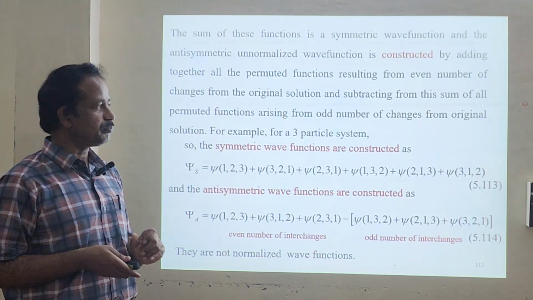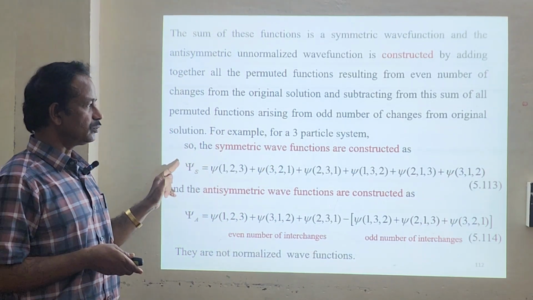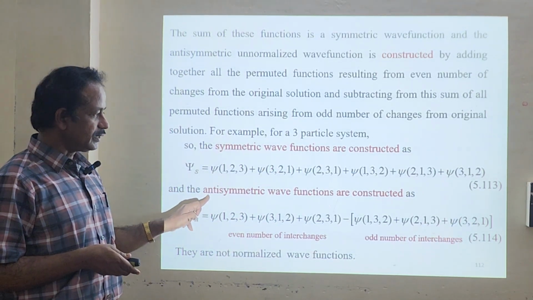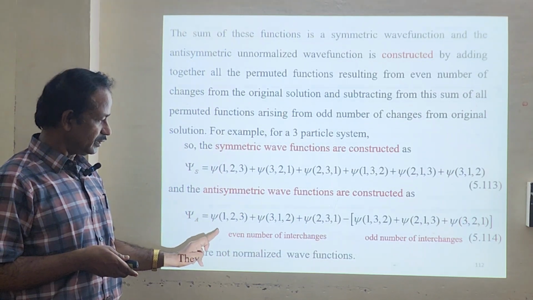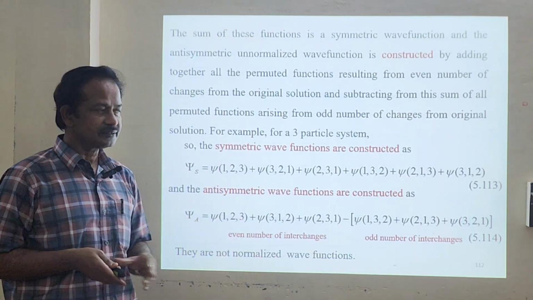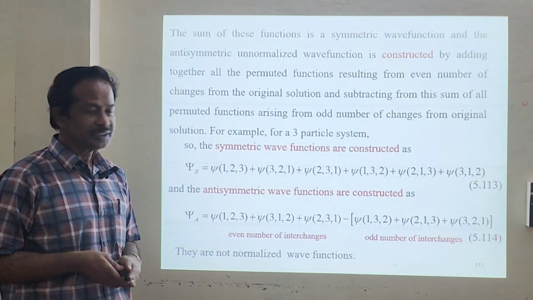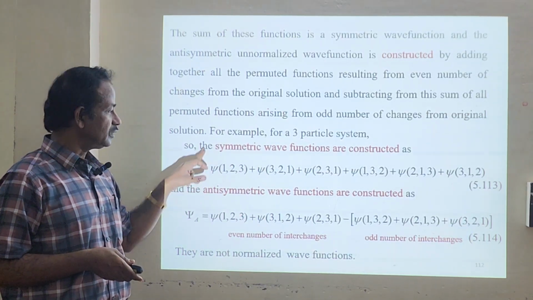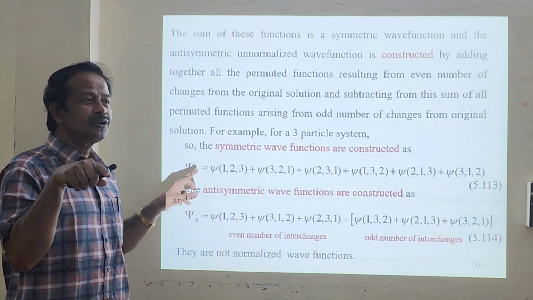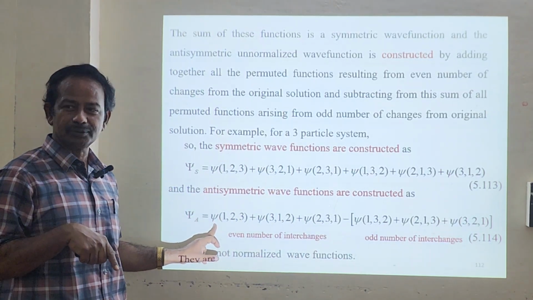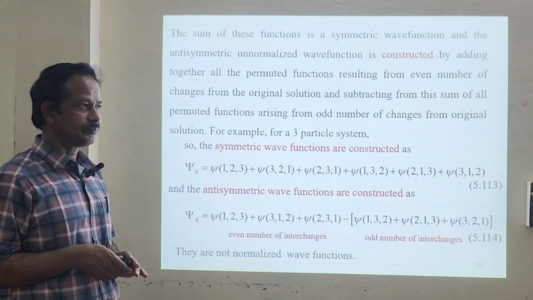For example, just take a 3 particle system. We have added to get the symmetric wave function, and for the antisymmetric wave function, we have constructed even number of interchanges minus odd number of interchanges. So of course they are not normalized. If they are normalized, the factor will be 1 by root 6. Here also we will have 1 by root 6. Okay, that's all. Is it okay?